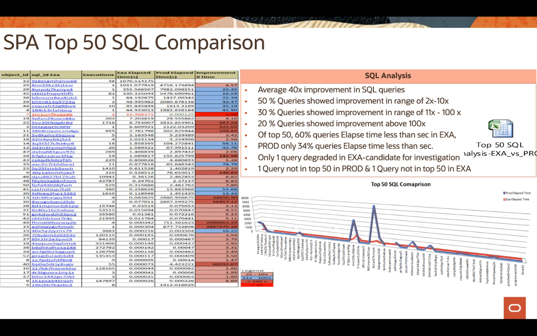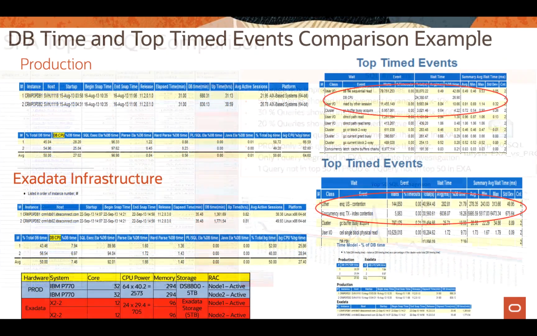In this example, I have taken 50 top SQLs from the production environment, and I'm testing them against another environment on Exadata, and the chart is plotted based on the performance results here. So we see production elapsed time versus Exadata elapsed time. And this criteria could be anything. It could be buffer gets or CPU time, depending on the requirement.